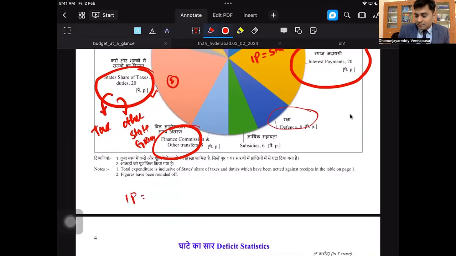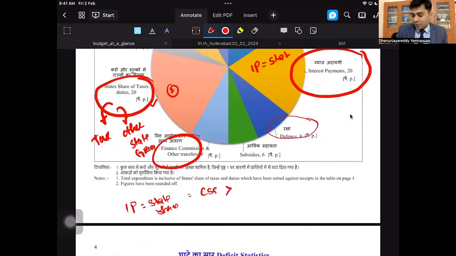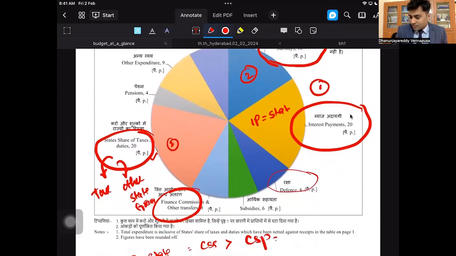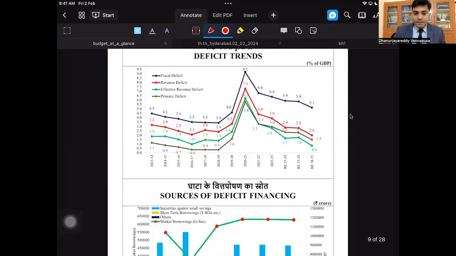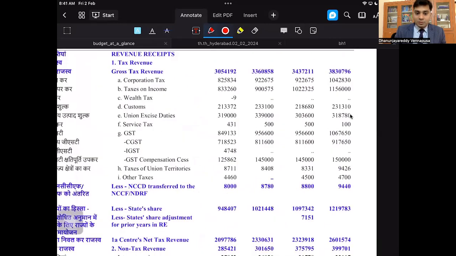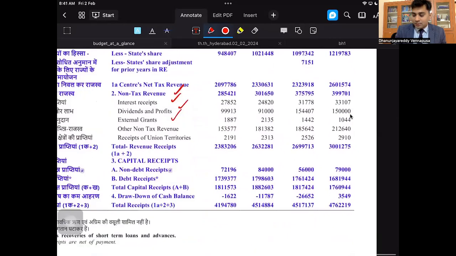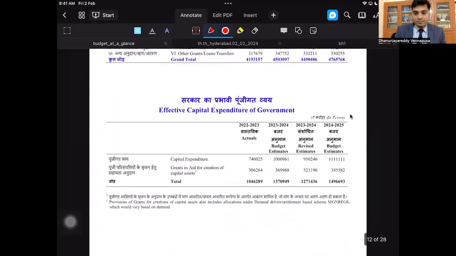So interest payments and state share are the first expense that the government of India is having. This is followed by the so-called central sector schemes, followed by the centrally sponsored schemes, defense and finance commission and other transfers, right? So this is how the rupee is going. In detail they have given here what the total gross tax revenues are, what the total non-tax revenues are. In the non-tax revenues, interest, dividends, grants, and what the capital receipts of the government are. So these are the things that they have given in detail.